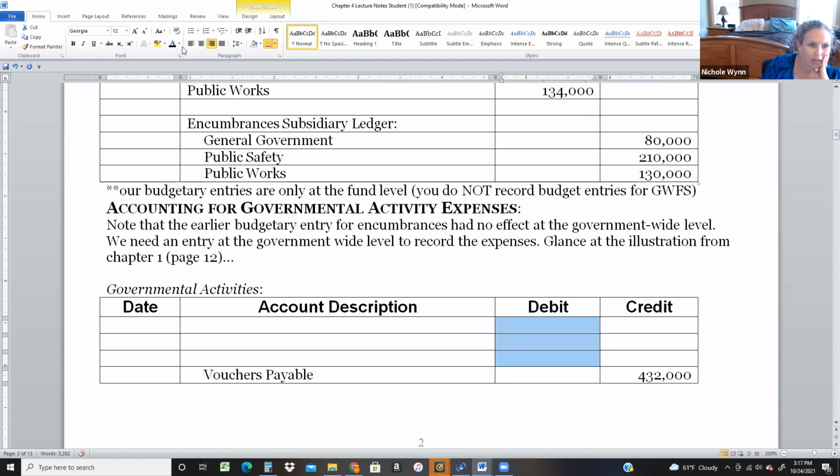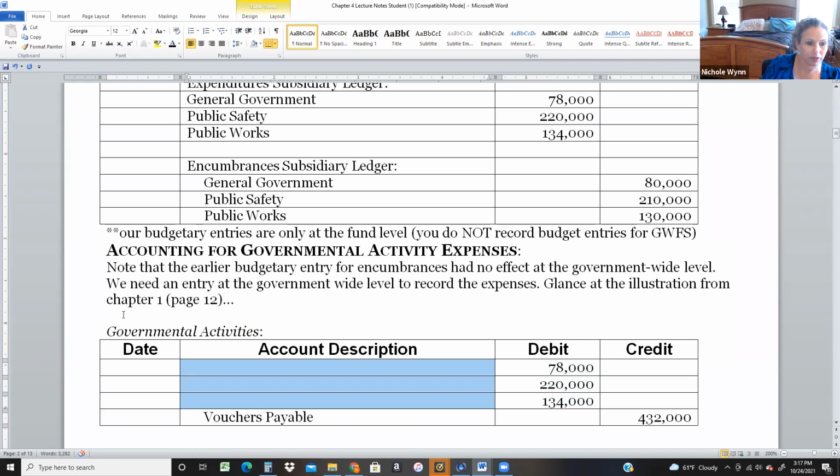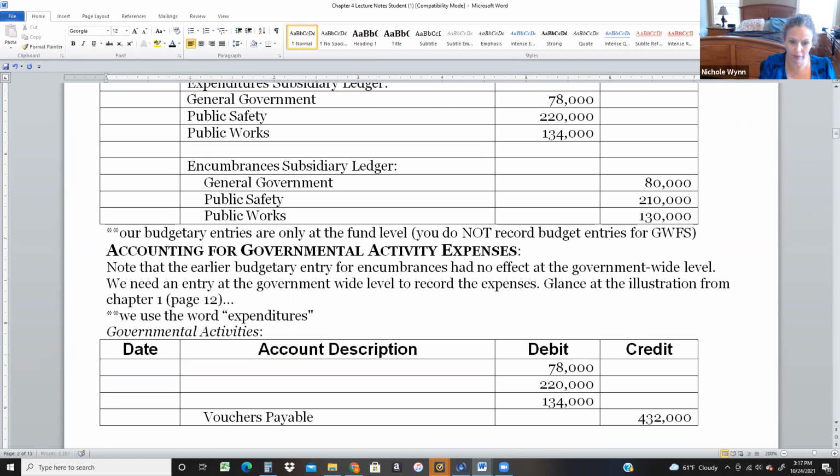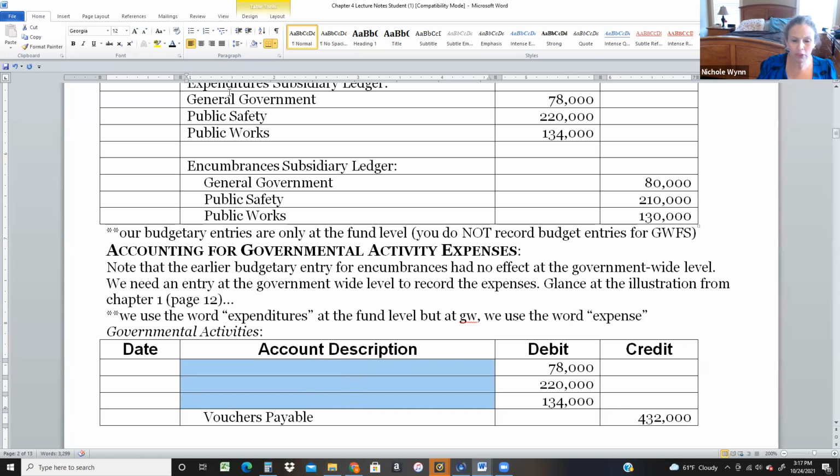So we're going to have 78, 220, and 134. And then those debits, instead of using expenditures, we use the word expenditures at the fund level, but at government-wide, we use the word expense. So we will say expenses dash general government, expenses dash public safety, expenses dash public works. So we will provide the detail to that.